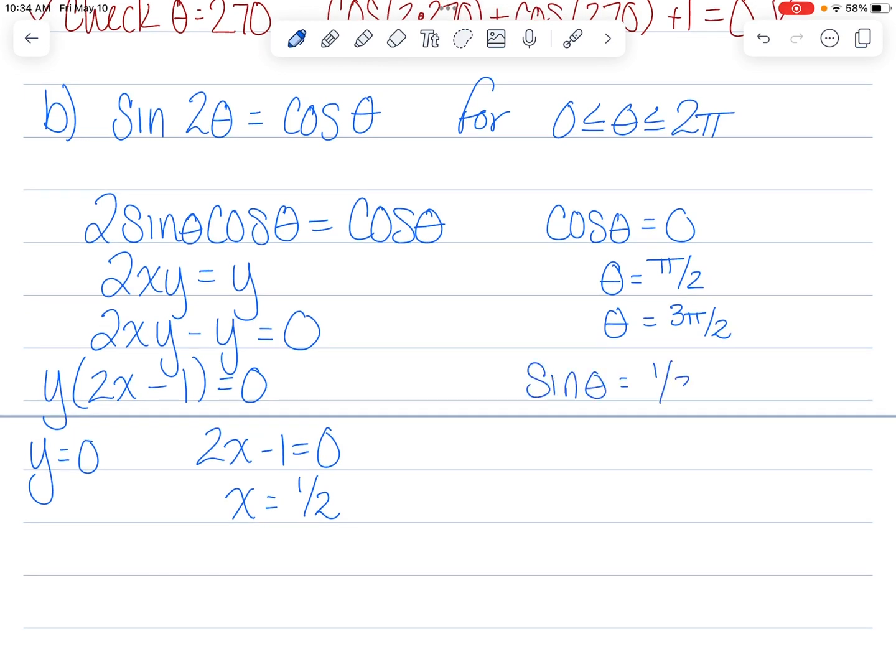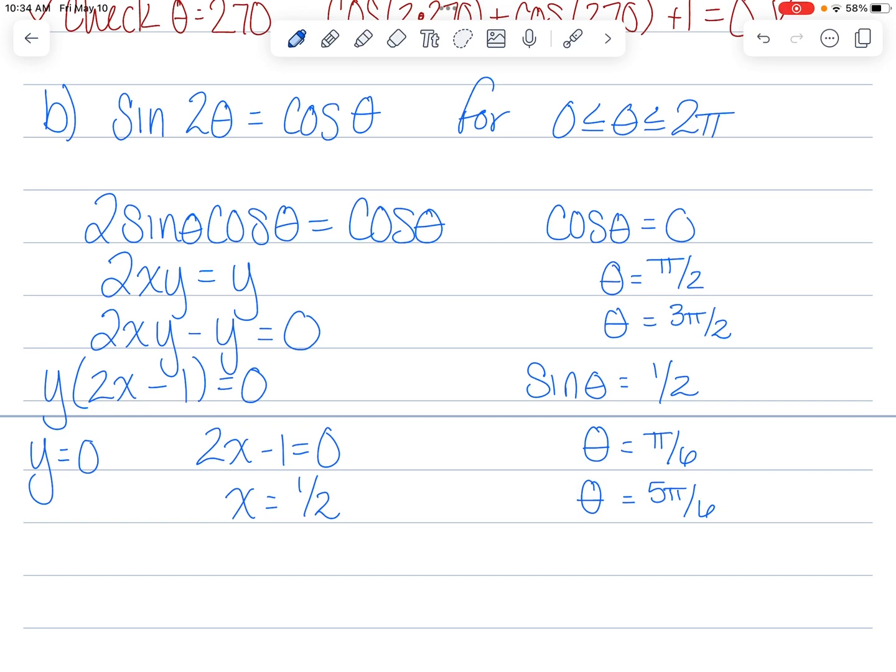Sine of theta equal to 1/2. Look at the unit circle. The y values are sine. 1/2 would be at pi over 6 and 5 pi over 6. Now I don't have to add any sort of k's because I didn't do for all angles in radians. If I did, remember, it's plus 2 pi k when working in radians.